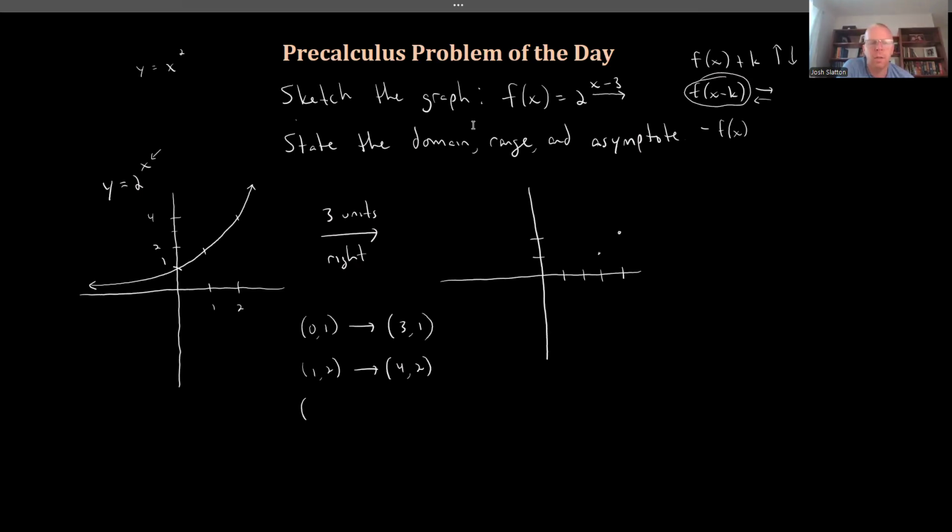Then 2, 4 is on this graph. So for 2, 4, we're going to add 3 to the x again, so that goes to 5, 4.